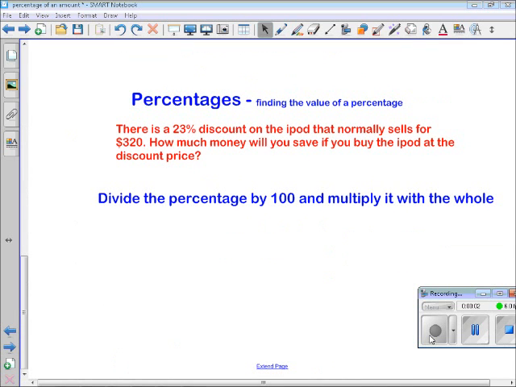Okay, just to recap then, if you're trying to find the value of a percentage, such as in this question, where there is a 23% discount on the iPod that normally sells for $320, and you're trying to work out, well, what is 23% of $320? What does that actually mean in dollars? Then you divide the percentage by 100 and multiply it with the whole.